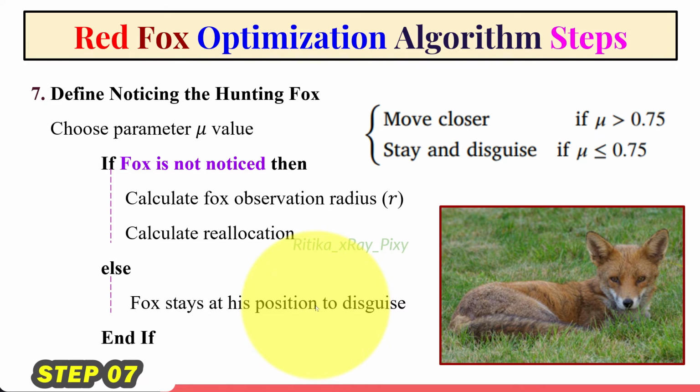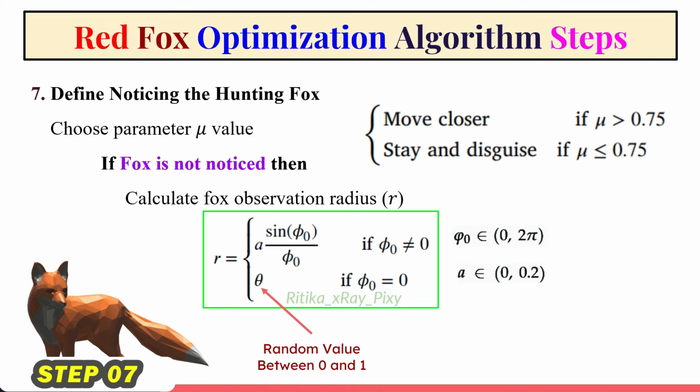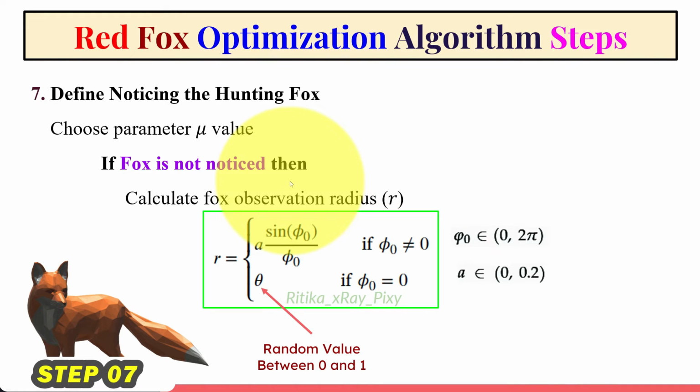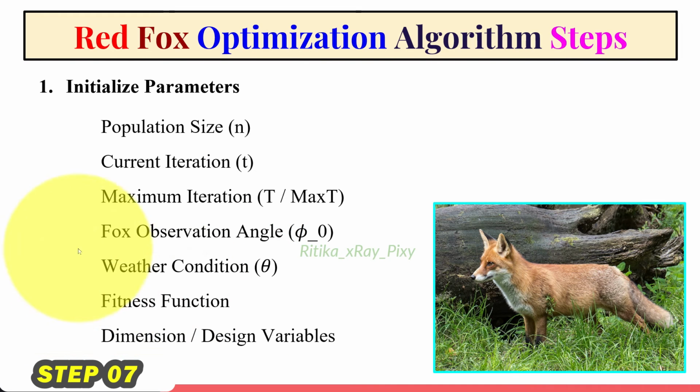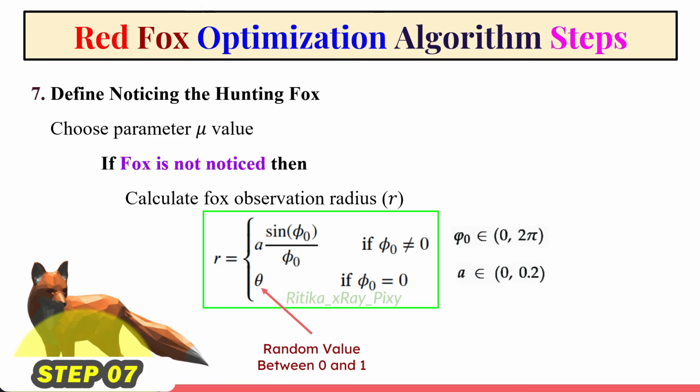Now we have the mathematical model for this. The first case is when the fox is not noticed by the target, so we will calculate the fox observation radius r. You can see when we initialize the parameters, we initialize this fox observation angle already, which is used in this mathematical model. Here you can see we are using this parameter here. So we set this parameter before. The value for this is between 0 and 2 pi.